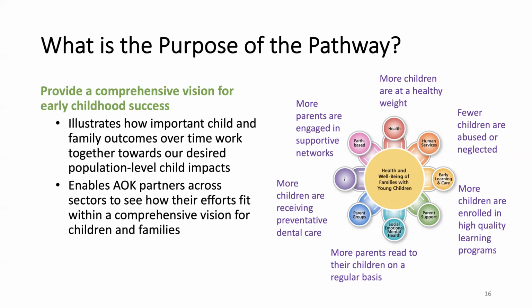As we all know, individual agencies and organizations and even sectors tend to focus on a very specific range or set of outcomes that they're most interested in. The graphic here on the right helps illustrate this. I've pulled some of the outcomes from our developmental pathway, and certain ones just seem to align more with certain sectors that are involved in our AOK efforts. For example, more children are at a healthy weight. Those interested in the health of our young children and families are probably more interested in that outcome than perhaps the faith-based community or others.